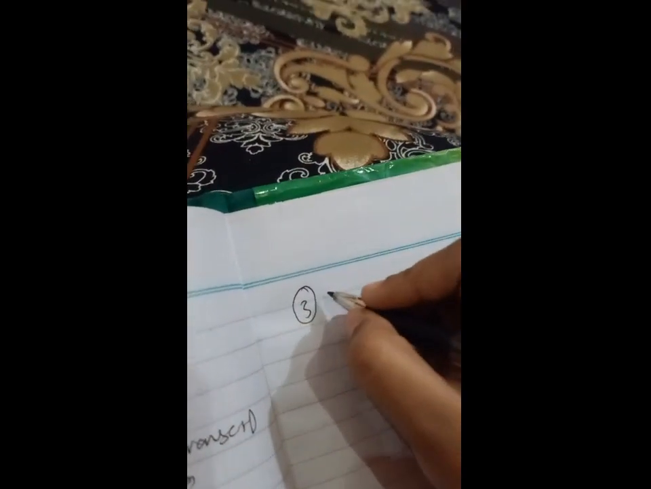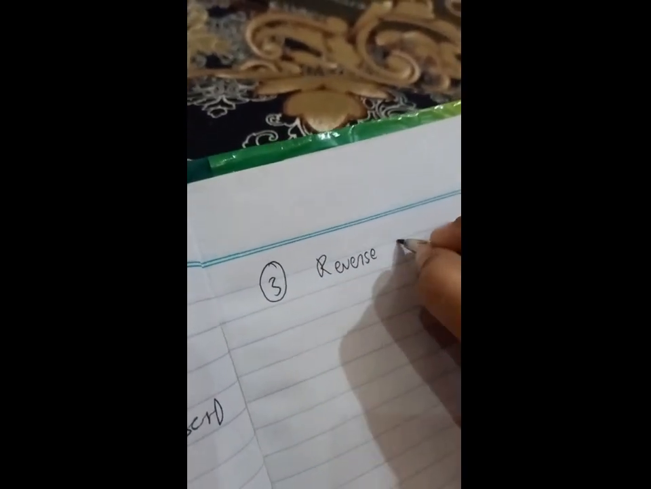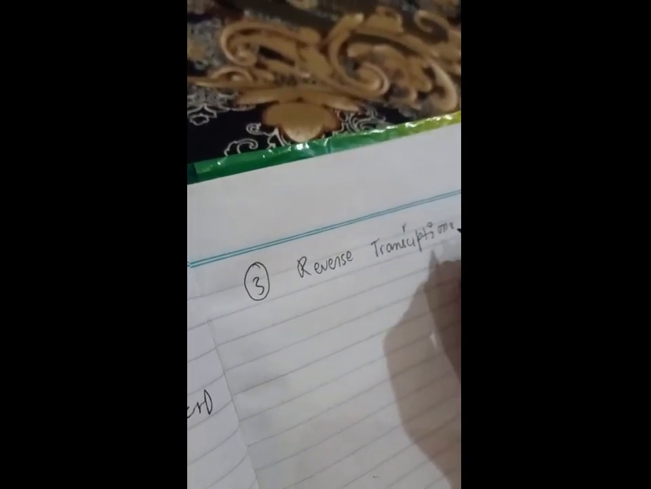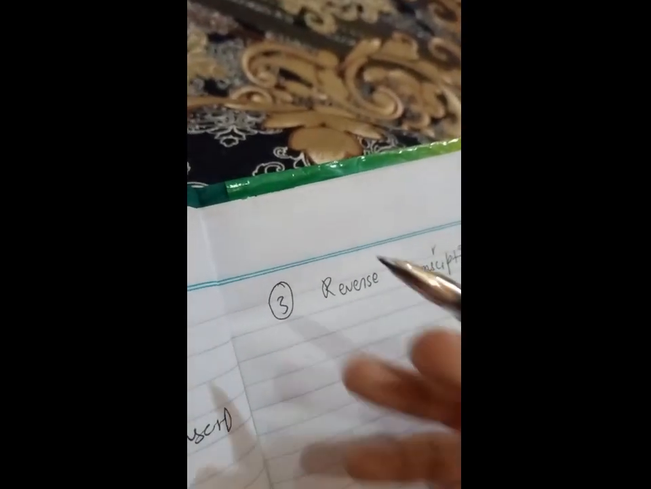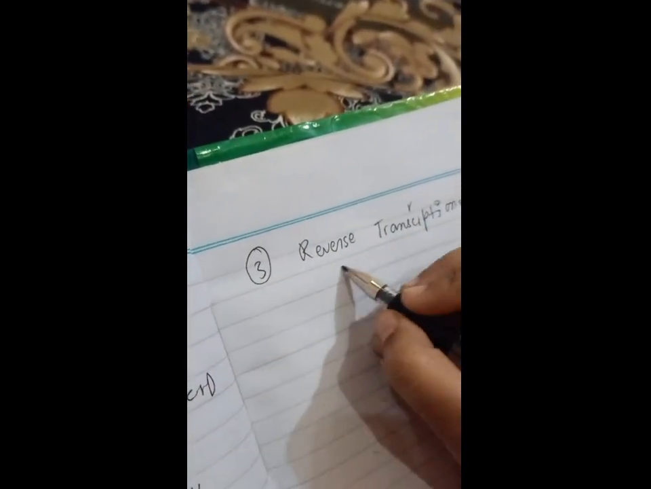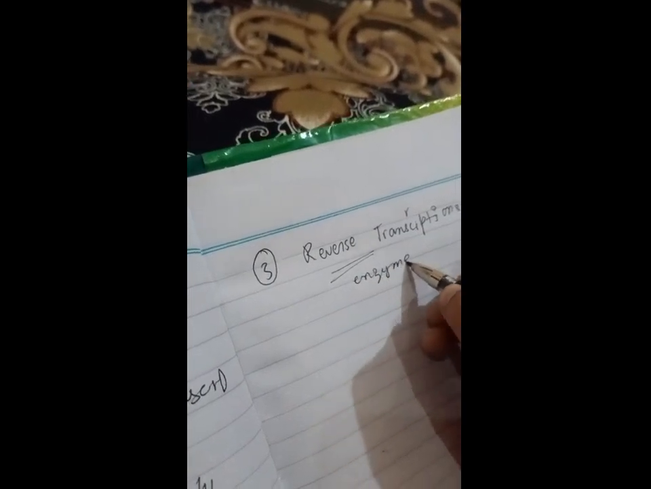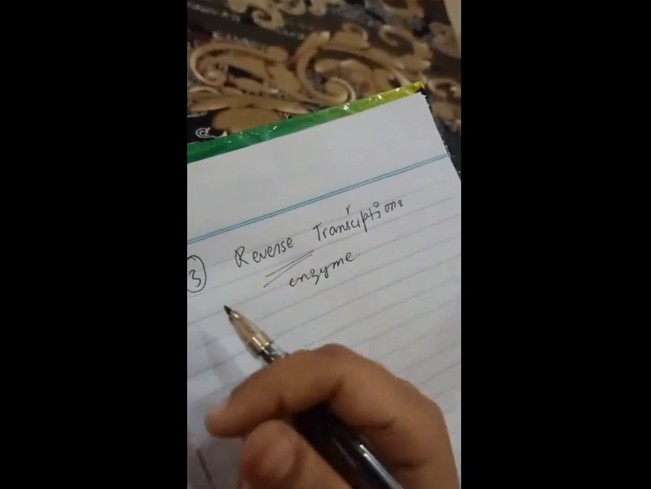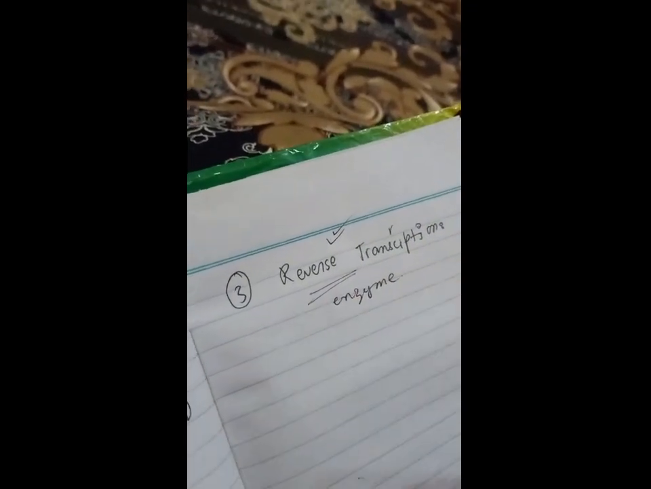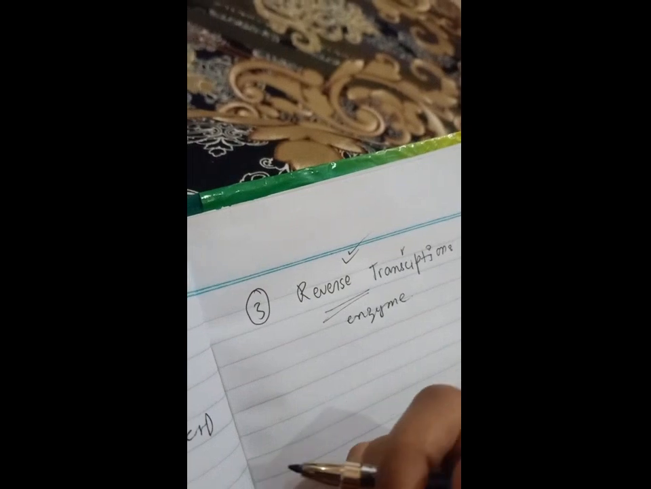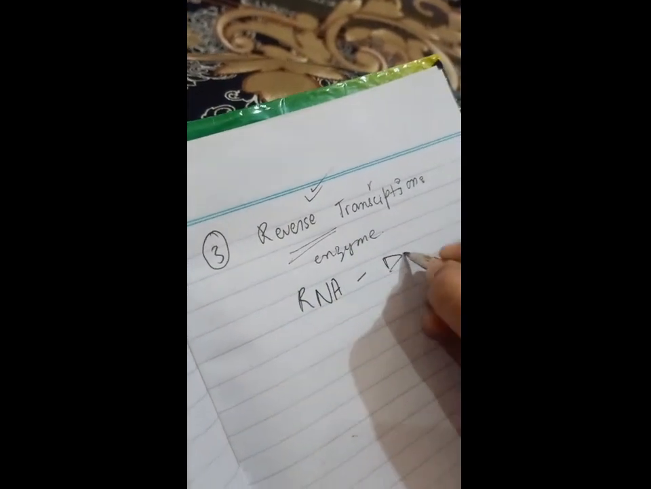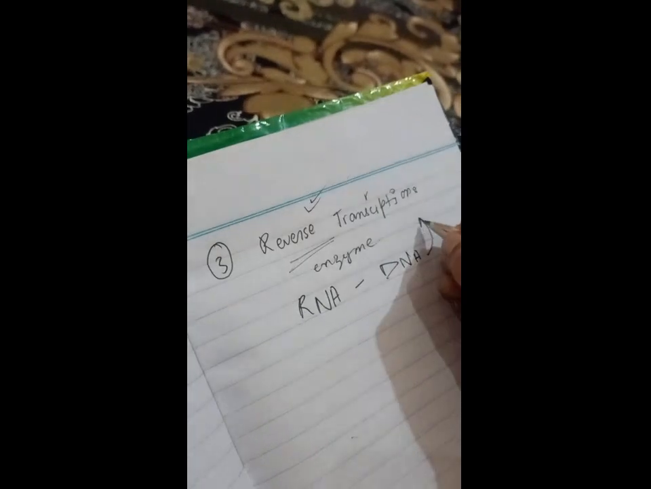Now the third part is reverse transcription. What is reverse transcription? Reverse transcription is the step where the viral RNA, that is in the capsid of the HIV, will make a new DNA. There is an enzyme present inside the capsid of the HIV virus that helps the viral RNA to be converted into DNA. That is called the reverse transcription enzyme.